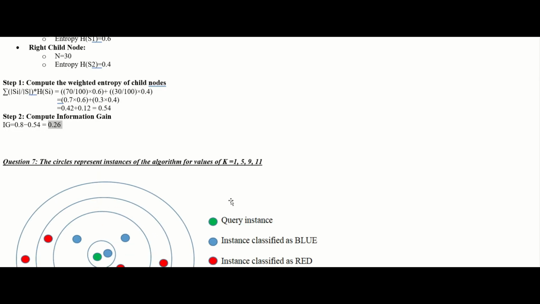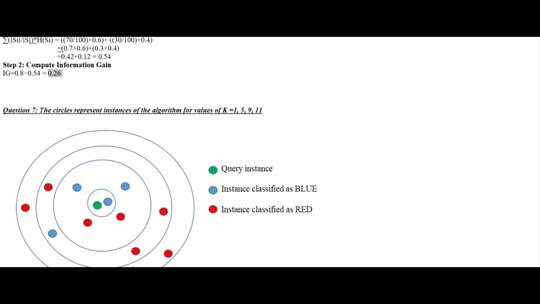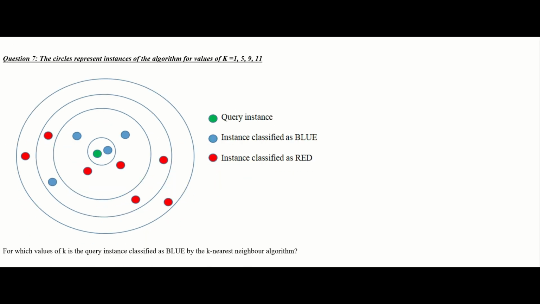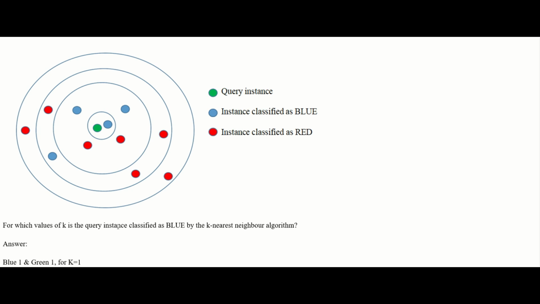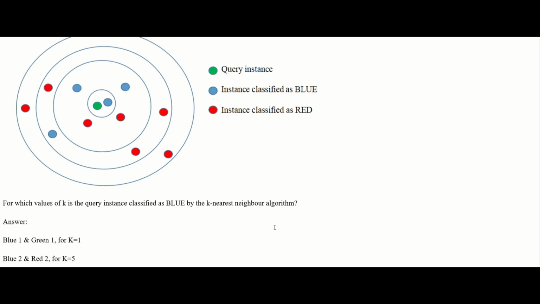Now question 7: the circle represents the instance of the algorithm for values of k equal to 1, 5, 9, 11. This is a query instance; some instances are classified as blue, some as red. For the first one, there is one blue; the second has 2 blue, 2 red; for the third, 3 blue, 3 red, 1 blue; for the fourth, k equal to 11, there are 2 red. So for which value of k will the k nearest neighbor answer blue?